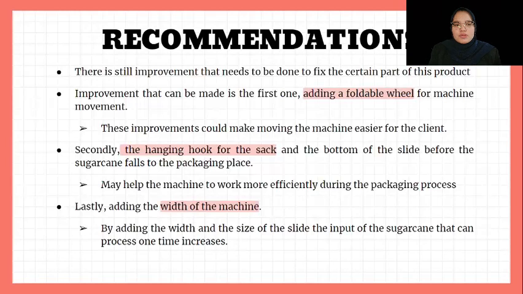These are some suggestions for improvement. The installation of tires at the machine legs, for instance. This is to make the machine move easier. The sack hook comes next. This is because the hook can be used for hanging the sack in the packaging process. The final step is to expand the machine width. This is significant since the width of this ECC machine can affect the sugarcane intake. As a result, we anticipate being able to improve this machine in the future.